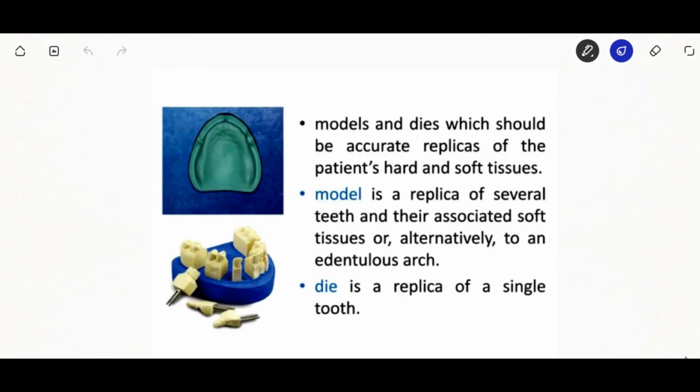What is a model? It is a replica of several teeth and associated soft tissue, or alternatively of an edentulous arch, whereas the replica of a single tooth is known as a die.